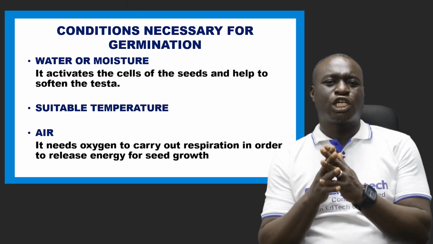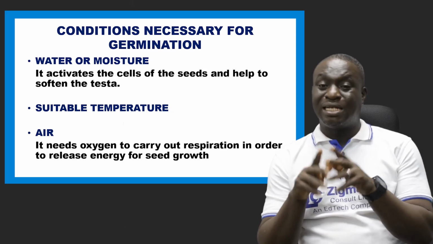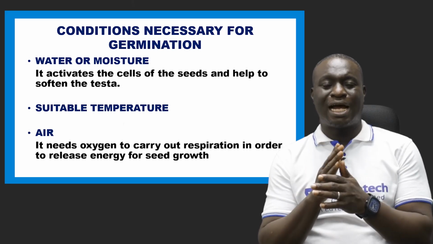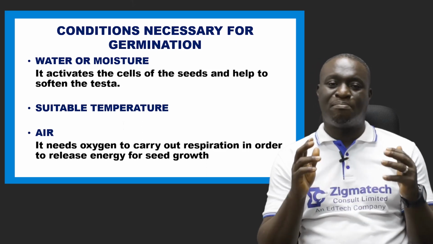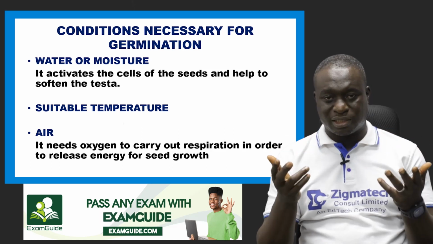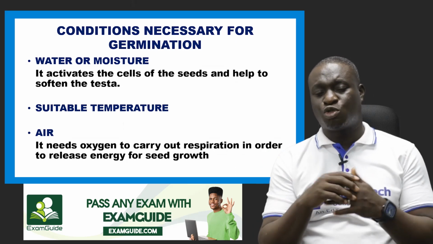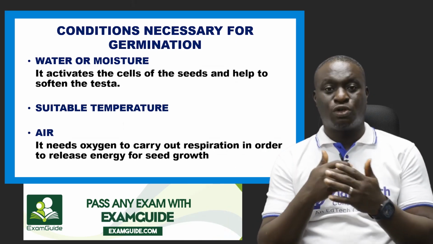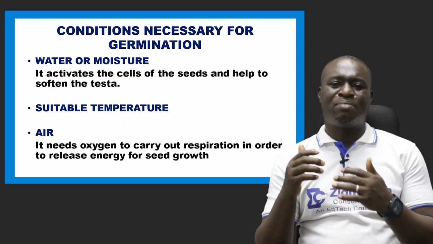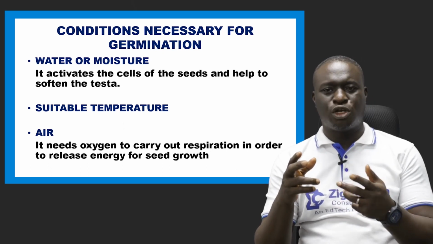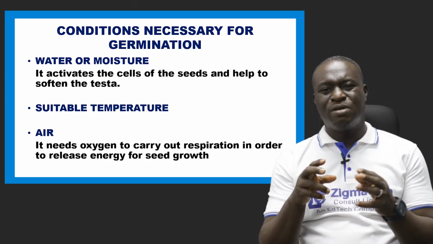Now, moving ahead are conditions that are necessary for germination to occur. Now, there are several conditions. If these conditions are not met, that particular seed is likely to die. Not all seeds that are planted actually grow into a young plant. There are several factors that contribute to this. One of them is water or moisture. If a seed does not get adequate water or moisture to activate the cells of the seed and help soften the testa, there's going to be a big problem.